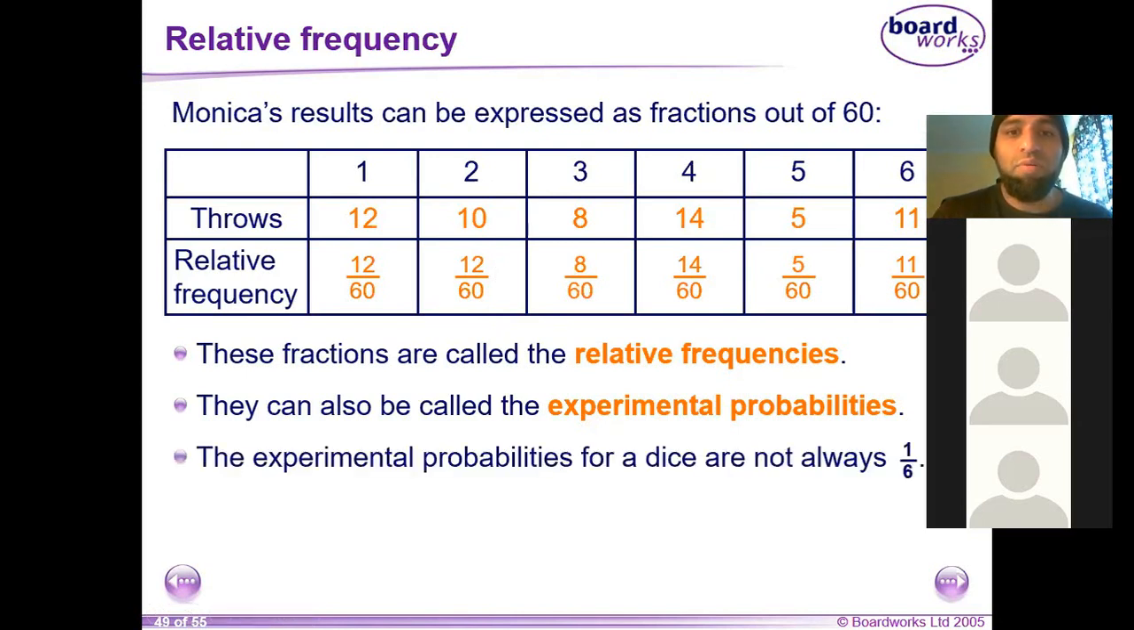The experimental probabilities for a dice are not always 1 over 6. The probability of getting a 1 should be 1 over 6. It's not exactly going to be 1 over 6 when you break this fraction down. 2 should be 1 over 6. Again, not exactly 1 over 6. 3 should be 1 over 6 on a dice, but in real life, when you do it, you find the real results are a bit less than 1 over 6. So you can see the experimental probabilities are not always the same as the real probability.